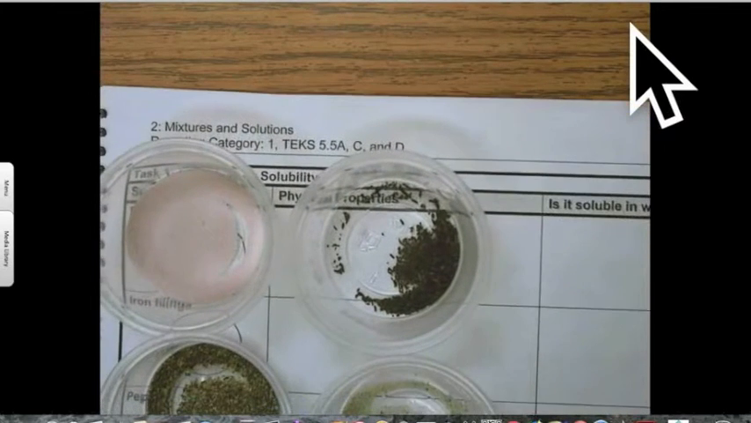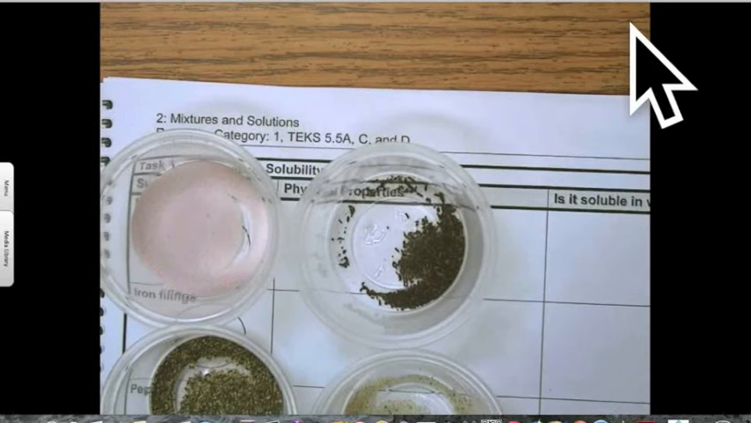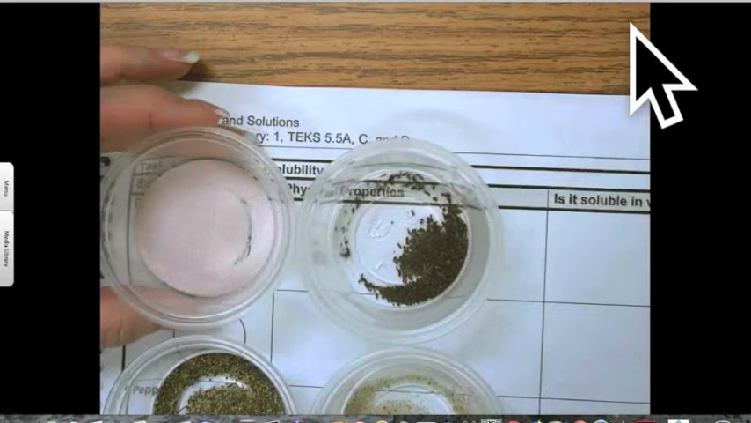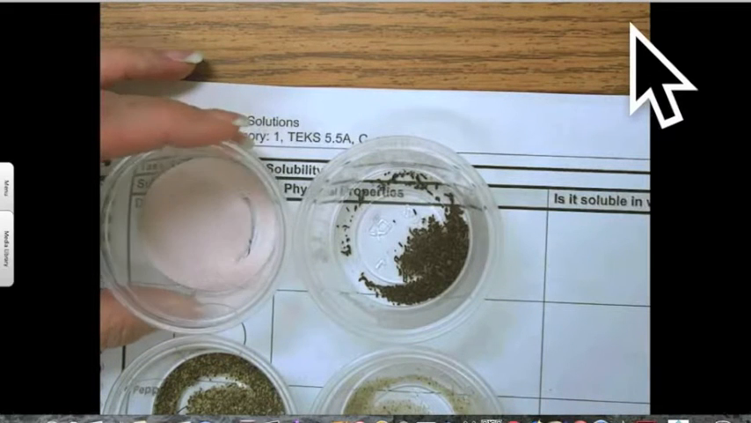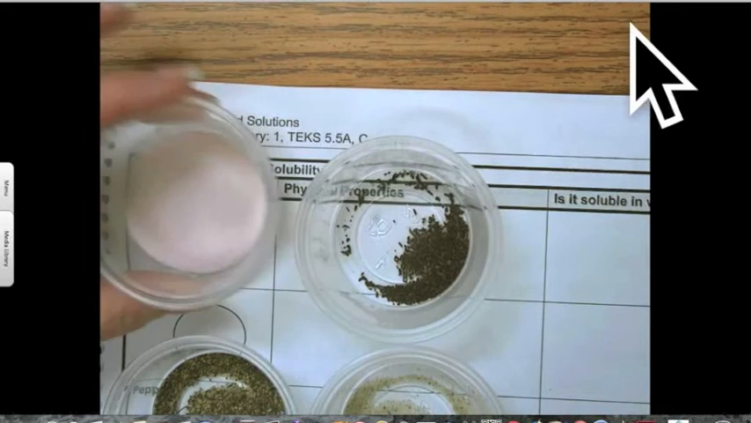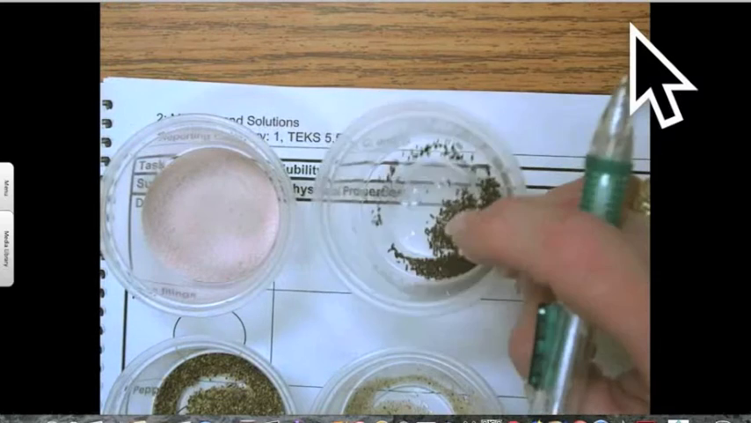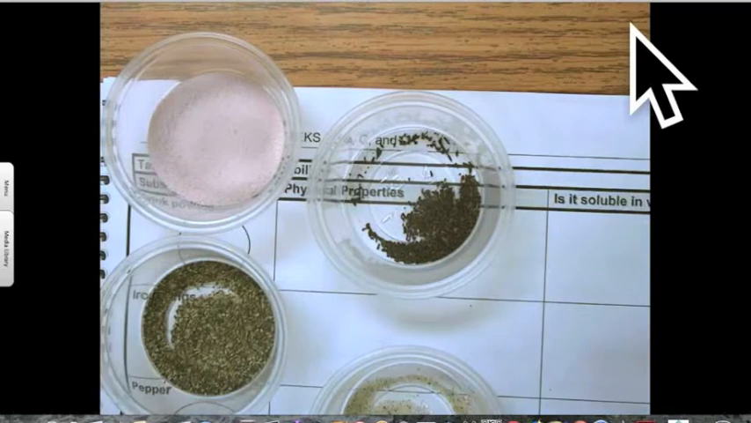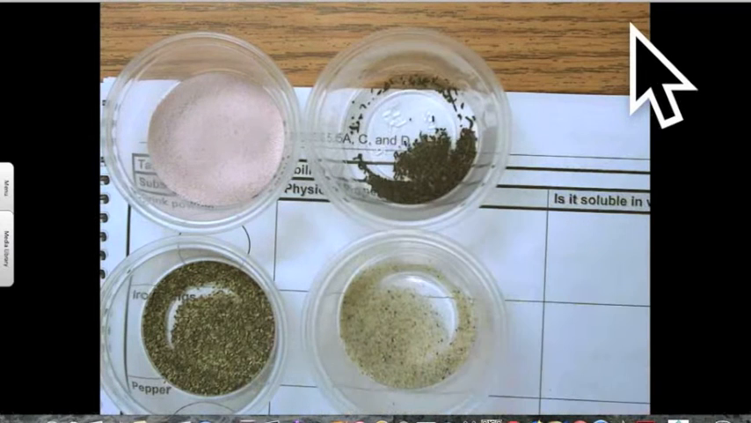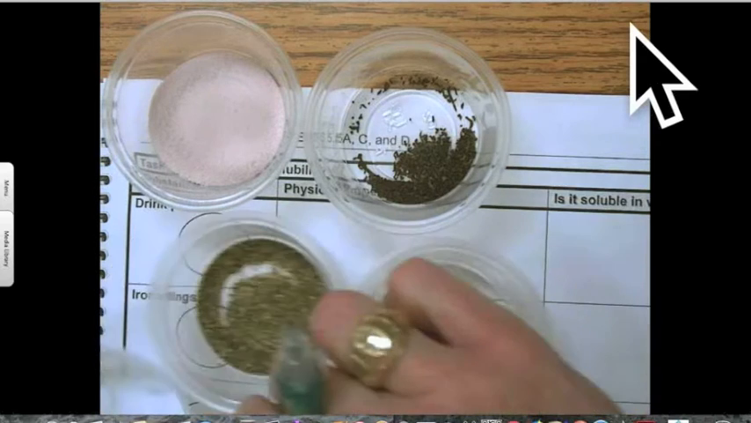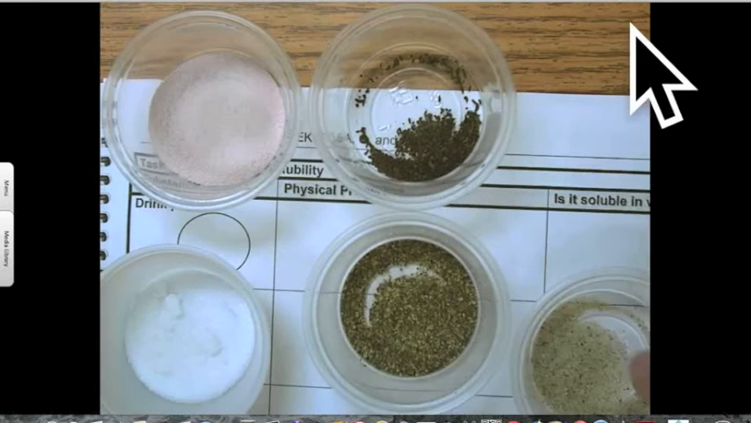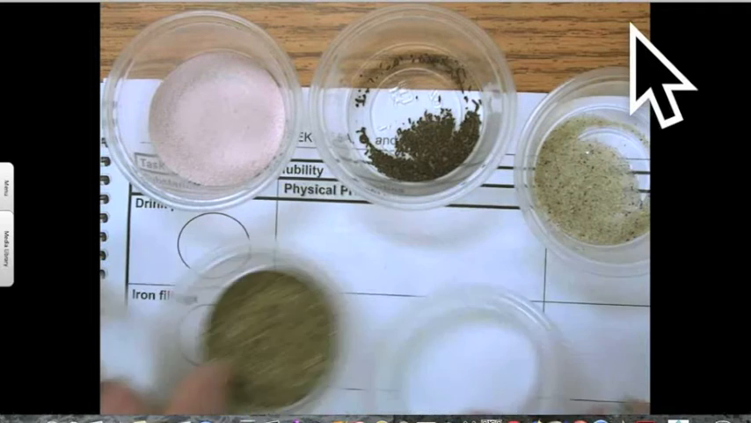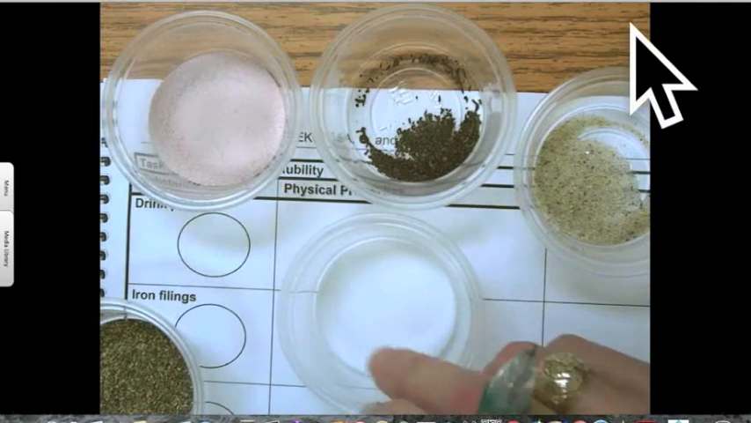So before we start, let's look at the physical properties before we add the water. The drink powder is kind of pink and it's a solid. Iron filings are solid. Pepper, solid. Sand, solid. Sugar, also solid and a little clumpy. And then our salt. So let's start with our first one.